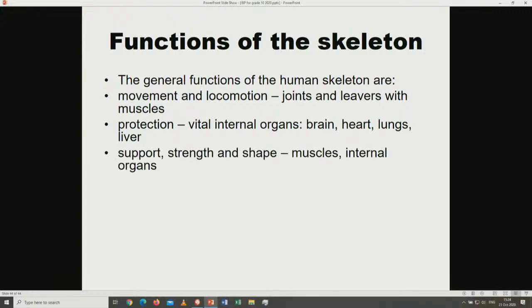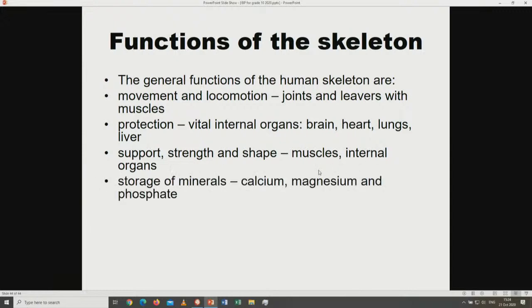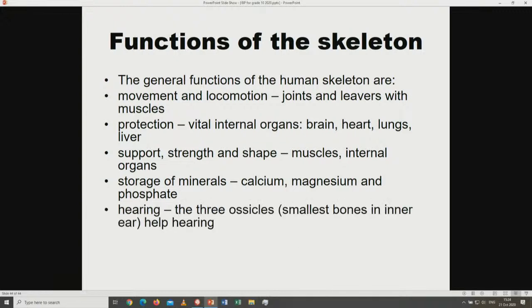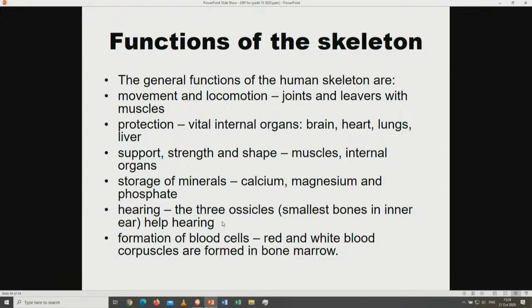Support, strength, and shape for muscles and internal organs. Storage of minerals. You know that our bones can store calcium, magnesium, and phosphate. Also, our bones are important in hearing. We have the three ossicles, which are the smallest bones in the ear, which assist in hearing. And then the formation of blood cells: red and white blood corpuscles are formed in the bone marrow.